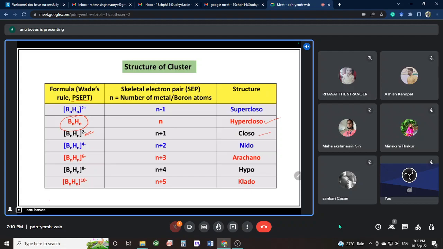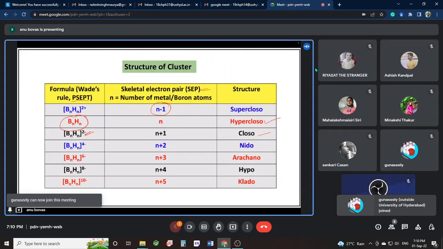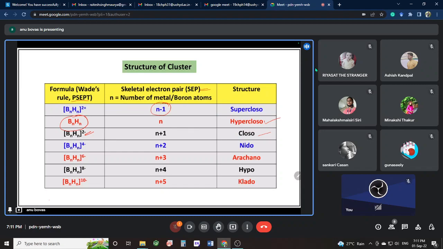Similarly, the number of skeletal electron pairs can be calculated. The calculation is very easy. We will see how to calculate. And if we get the number of skeletal electron pairs as n minus 1, where n is the number of metal atoms or boron atoms, for example, if 5 boron atoms are there and you got the number of skeletal pairs as 4, then it falls under n minus 1. So it will be supercloso. So based on the number of skeletal electron pairs or the formula, we can get the structure of a particular cluster given.